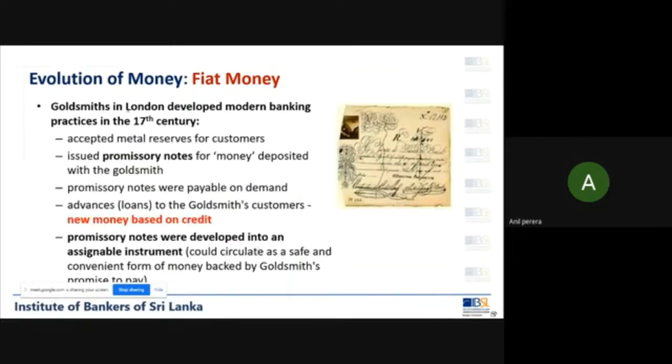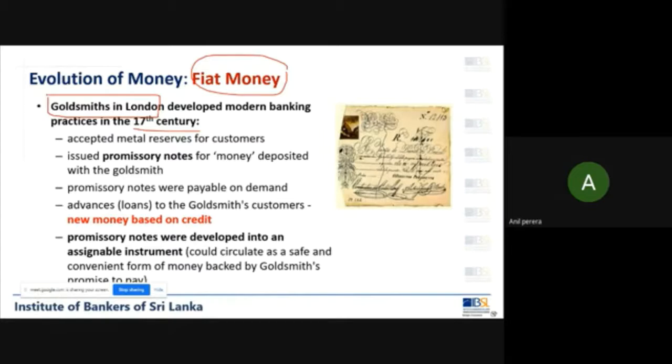When you talk about this fiat money, I told you the European intervention is really important. The European bills of exchange, the merchants, their activities, they actually fueled or supported the evolution of this paper money. So during this evolution in the 17th century, we see some important development in London, where the goldsmiths developed this money practice or money issuance into banking.